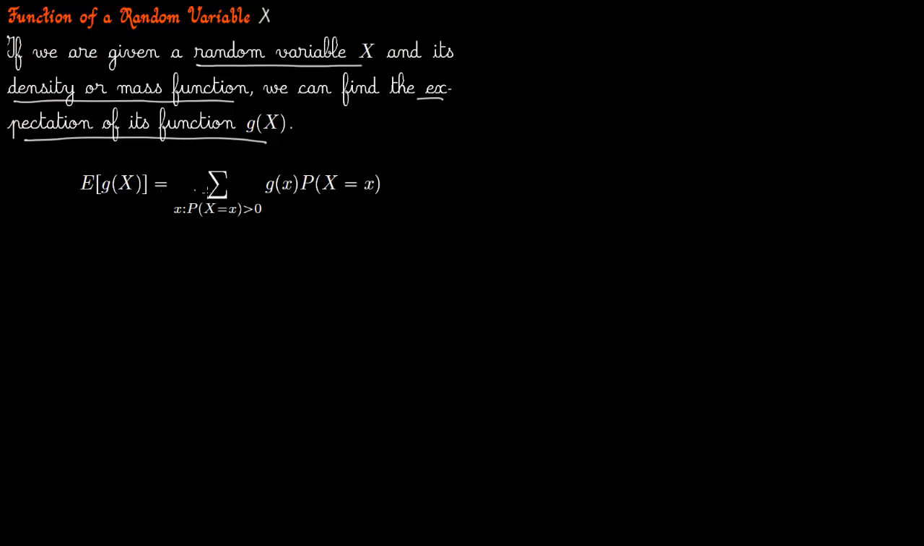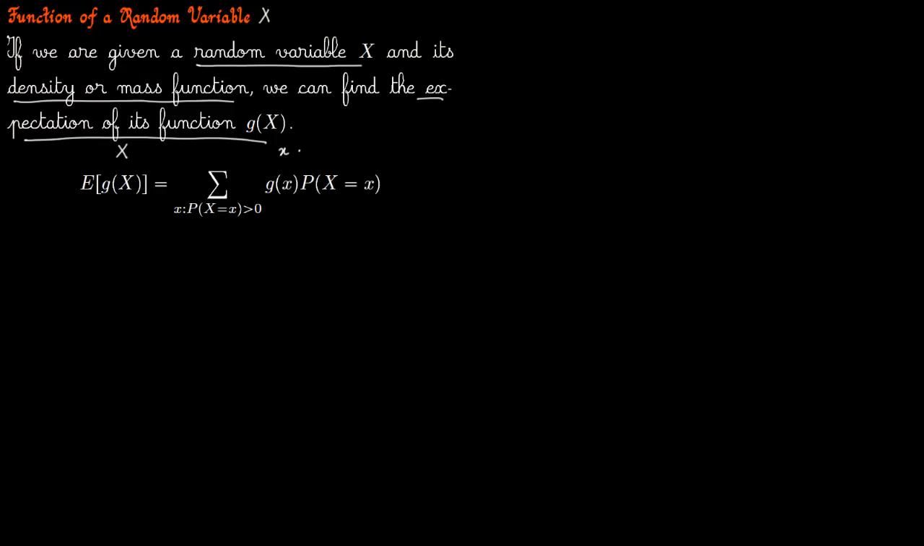So expectation of g of x is the summation over all x such that the probability associated with the random variable is greater than 0, of g of x times probability that x is equal to small x. If this g of x was just the identity function, then we just get the expectation of the random variable. For the identity function, this g of x will just become x times probability that x is equal to x, and here g of x is just the random variable x. So you get the expectation of the random variable back.